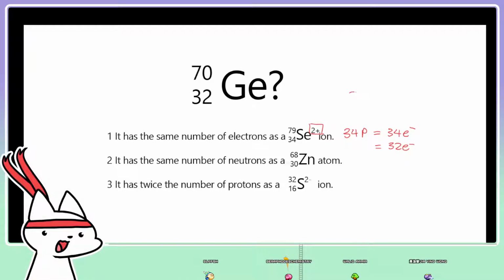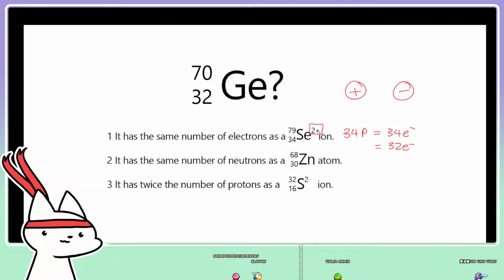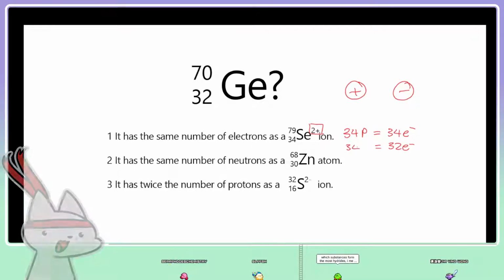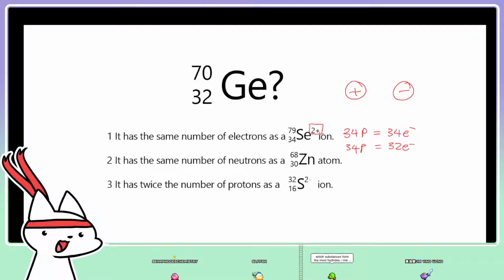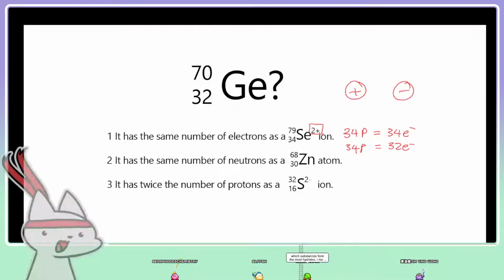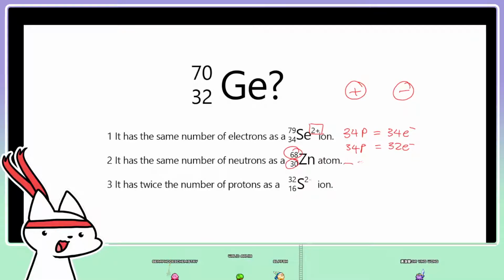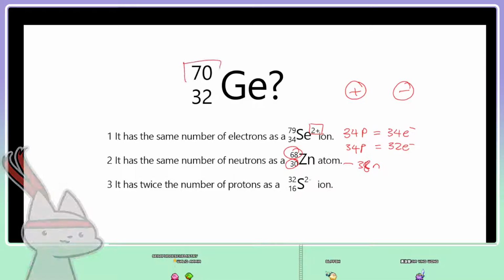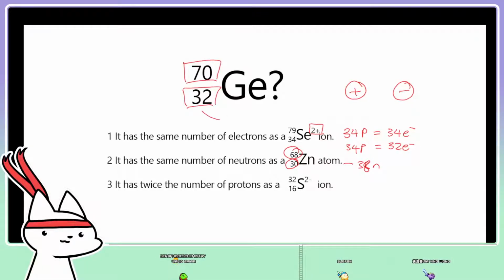As we already mentioned, if something has a positive charge, there will be more protons. If something has a negative charge, there will be more electrons. So if it's 2 plus, that means protons will never change, electrons will be lost. So there will be the same number of neutrons. For the second one, you take 68 minus 30, you get 38 neutrons, right? So 70 minus 32, you get 38 neutrons as well. So number 1 is correct, number 2 is correct.